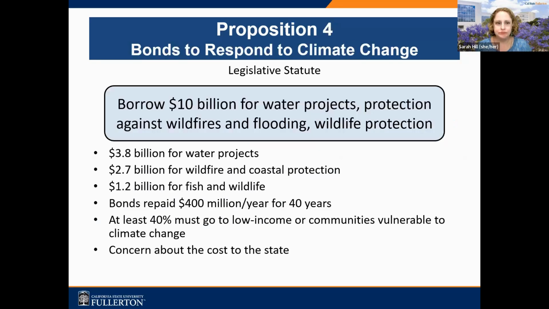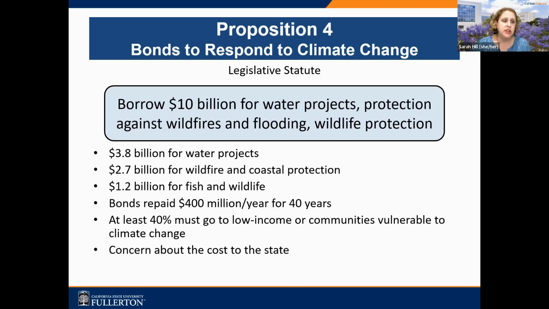So we're good. Proposition 4, bonds to respond to climate change. So these are bonds, again, kind of similar to Proposition 2 on school bonds. It would be, again, $10 billion for actually a variety of things. It's kind of a mishmash of things, but all related to climate change, and that the state needs to be ready for how climate change is going to affect us. And because it's borrowing a large amount of money, the voters have to approve it.